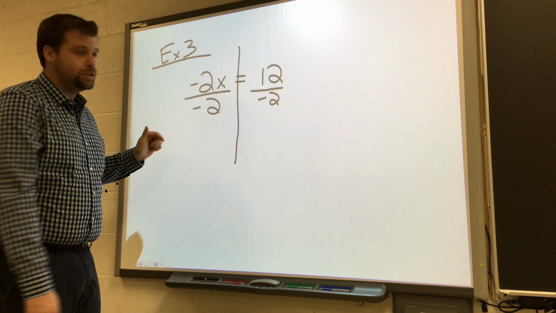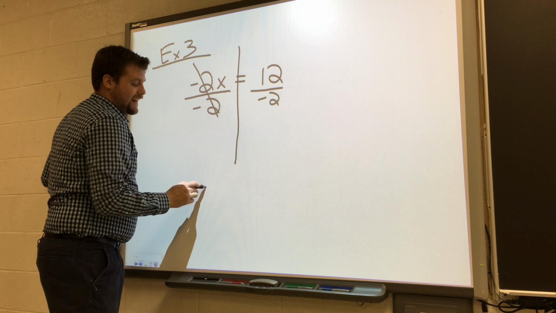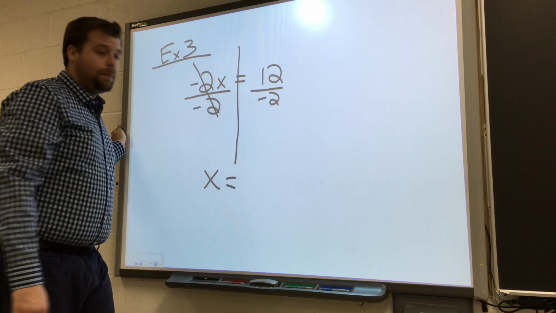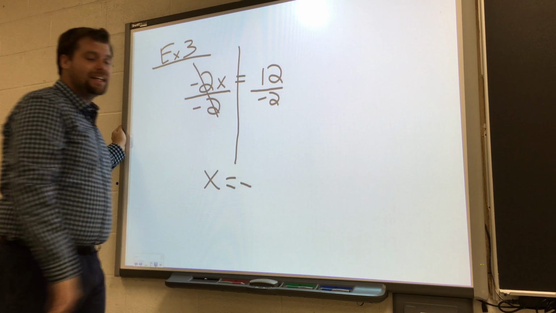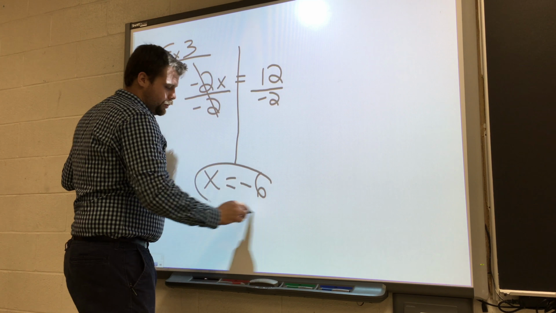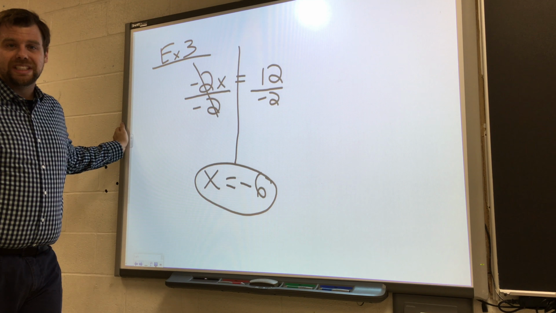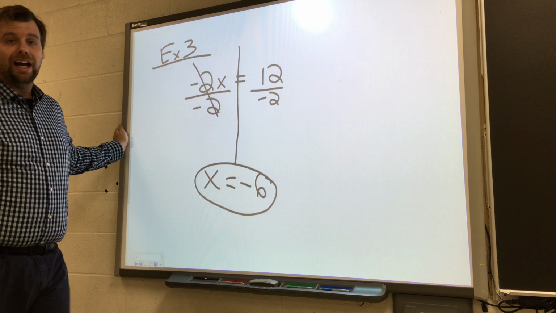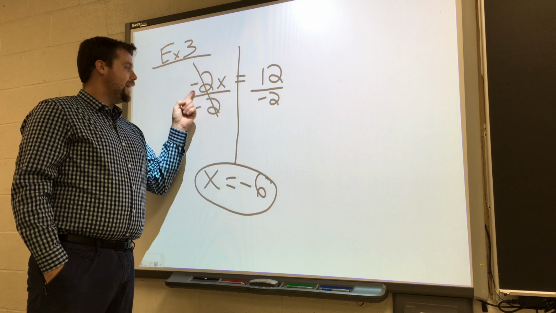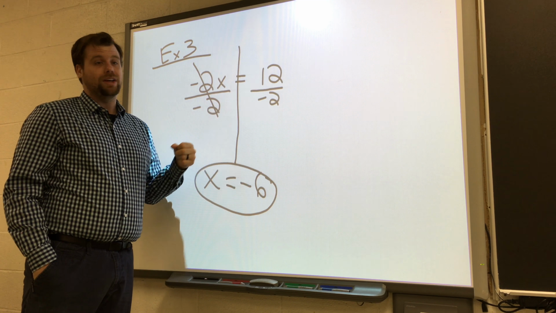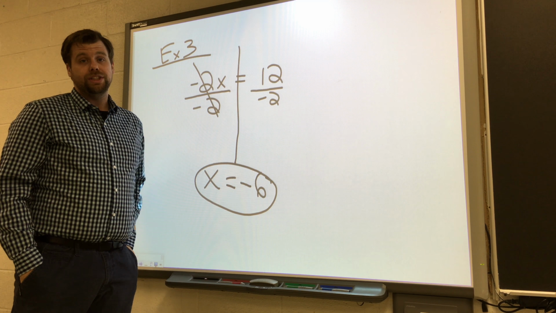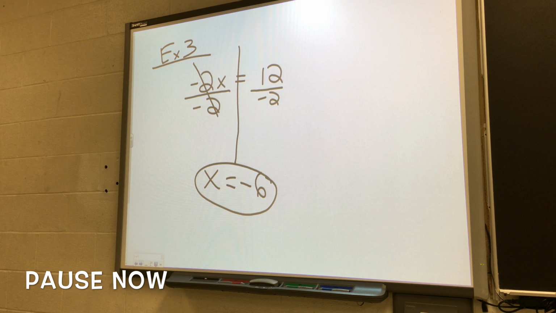Negative 2 divided by negative 2 cancels. You're left with x, and that is equal to 12 divided by negative 2. A positive divided by a negative is a negative. 12 divided by 2 is 6. So your solution is x equals negative 6. Again, you can always check your work. Plug negative 6 back in for x. Negative 2 times negative 6, positive 12. We are doing multiplication. To solve for multiplication, you have to do division.